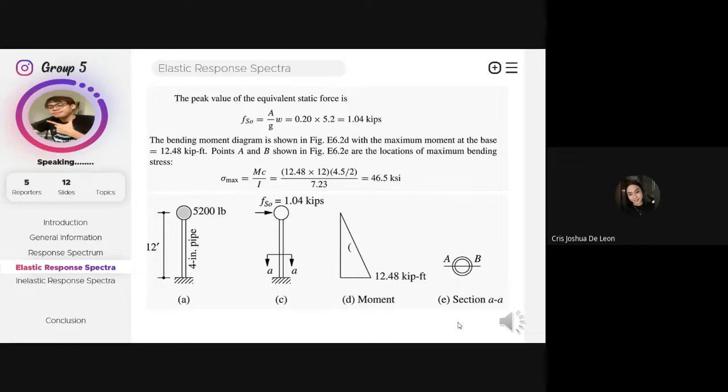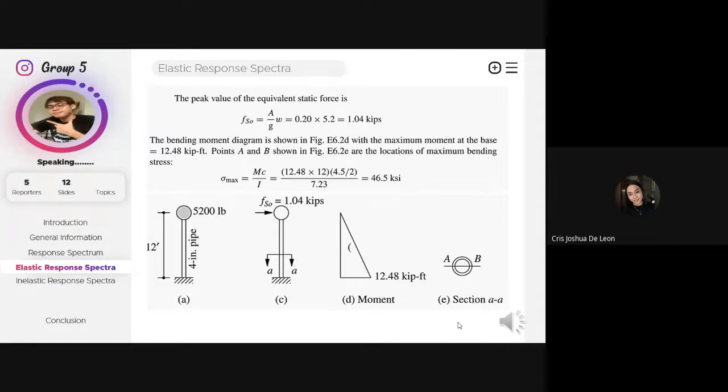Tapos the bending moment with the maximum moment at the base ay equal lang siya sa 12.48. So nakuha yung 12.48, gawa nung nag-moment siya sa pinakailalim, tapos yung 1.04 minultiply lang siya dun sa total height, which is 12, kaya nakuha yung 12.48.